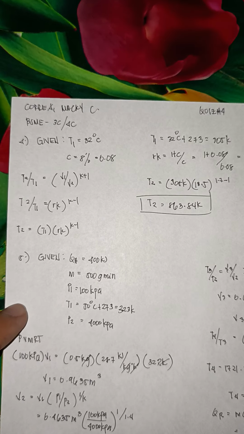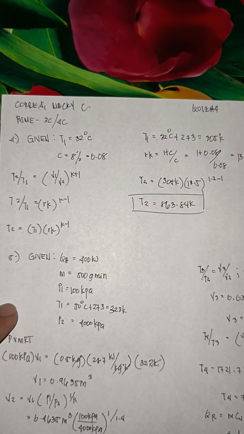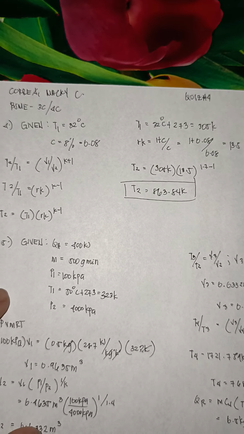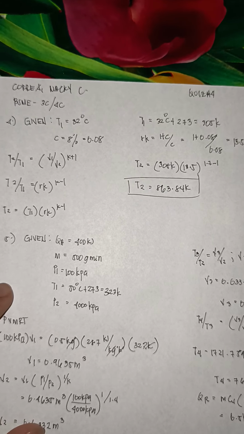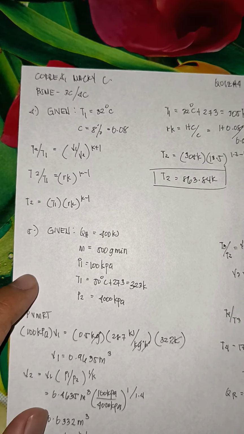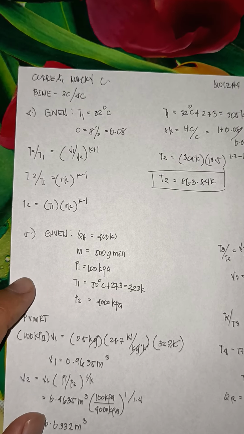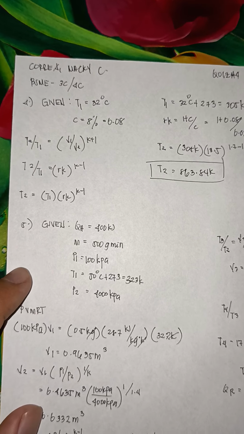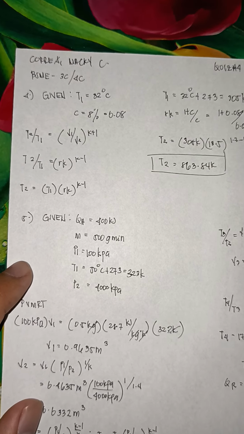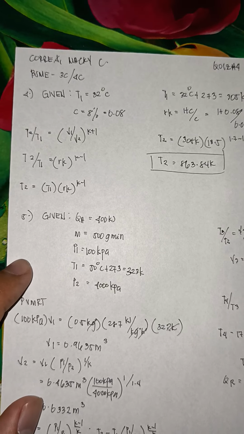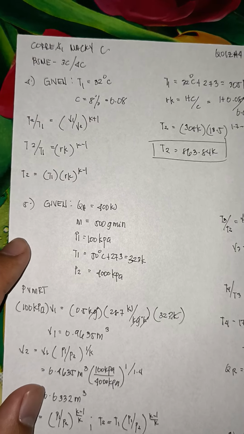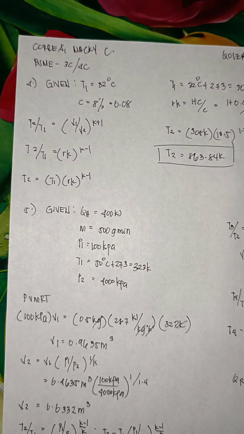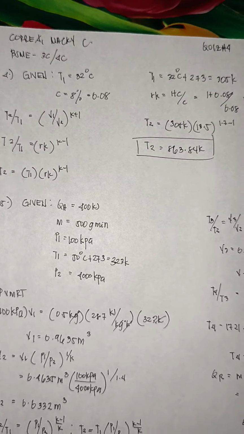Then solution for number 4, we have the given: T1 equals 32 degrees Celsius, C equals 8%, then equals 0.08. Then T2 over T1 equals V1 over V2 to the power K minus 1. Then T2 over T1 equals rk to the power of (K minus 1). Then T2 equals T1 multiplied by rk to the power of (K minus 1).